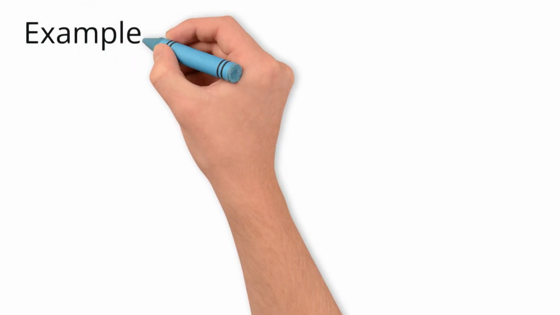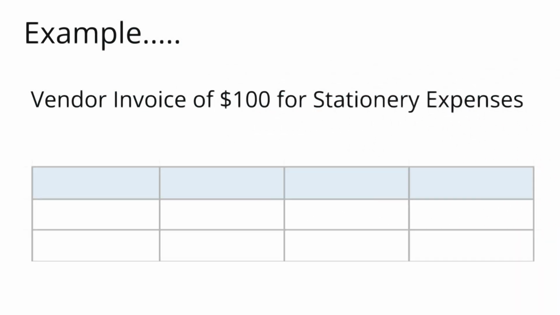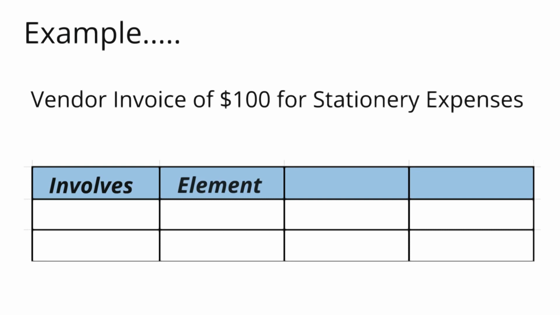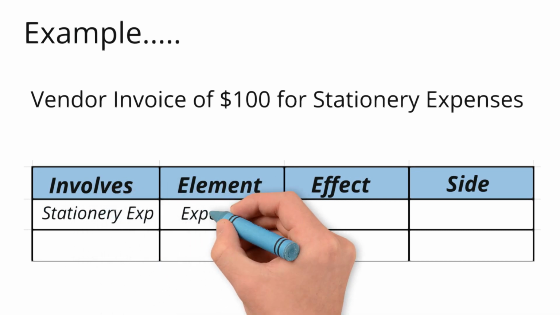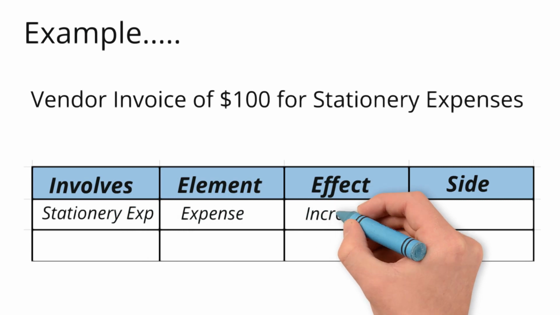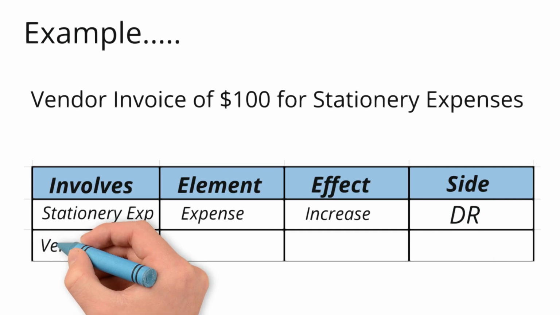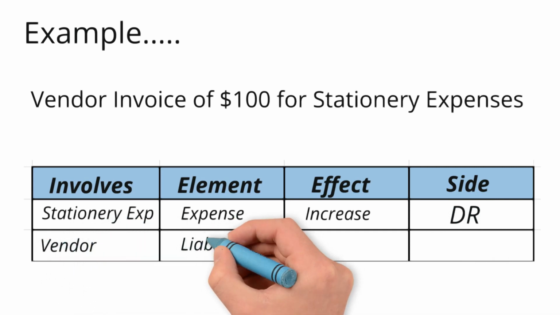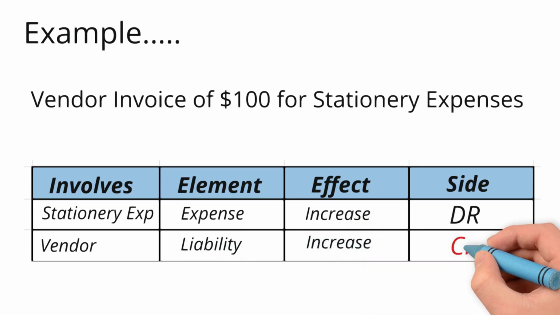Let's look at a quick example. We need to record a vendor invoice of $100 for stationery expenses. Let's try to break down this transaction. It's an invoice from a vendor for expenses, so it involves a vendor and an expense. Stationery expense is an expense. So the expense is increasing, therefore we have to create one entry for debit. And the vendor is a liability that is increasing, and the second entry would be a credit.